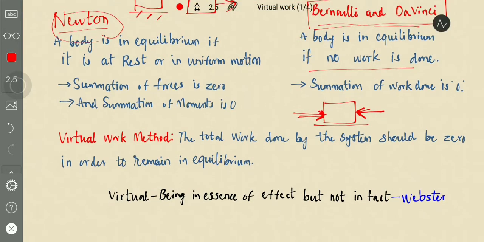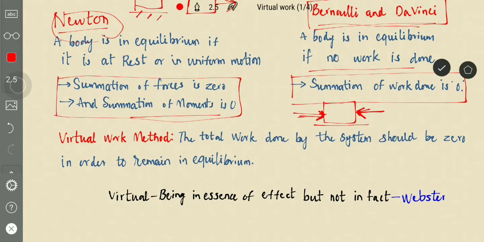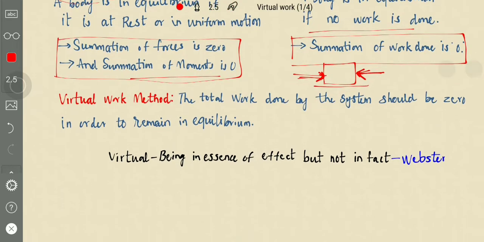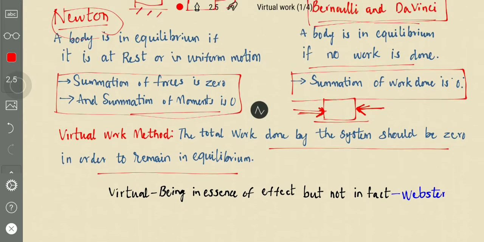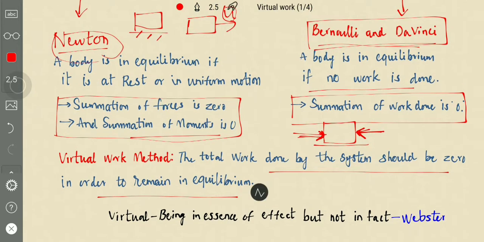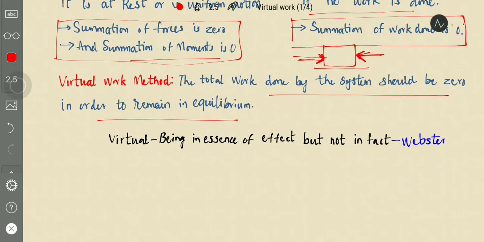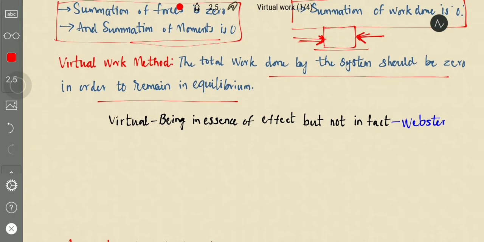So in the case of Newton's laws, the summation of forces is 0 and the summation of moments is 0, then the body is said to be in equilibrium. But in the case of Bernoulli and Da Vinci, the summation of work done is 0, which gives the equilibrium of the body. So what is this virtual work method? The total work done by the system should be 0 in order to remain in equilibrium. The virtual work method is the application of this principle.